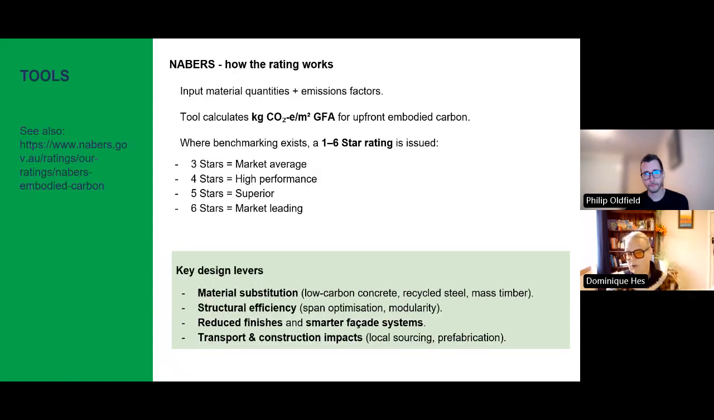It does what we went through before. It calculates kilograms of CO2 equivalent per metre squared GFA, and it gives you a 1 to 6 rating, which we're pretty used to. The suggestions, if you want to minimise your embodied carbon and maximise your star rating, is substitute with lower embodied materials, make sure you do structural efficiency, look at steel timber mixtures, the timber being very low embodied carbon, even if you're doing the biogenic, can be positive. Reducing the finishes and smarter facade systems.